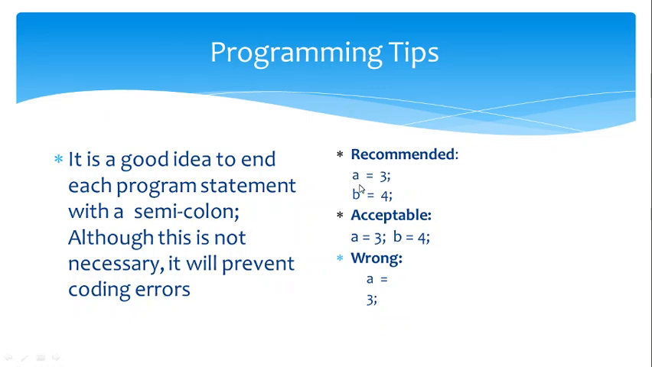So recommended: a is equal to 3 semicolon, written in a single line, b is equal to 4 semicolon, in a single line. Or a is equal to 3, b is equal to 4 in a single line will be accepted. The two variables can be defined in the same line, which is acceptable with the same data type. But a is equal to 3 semicolon, the last one is wrong. This is not acceptable by JavaScript.